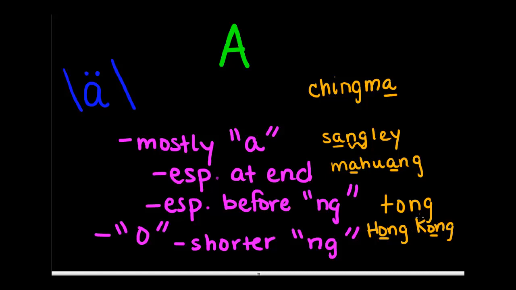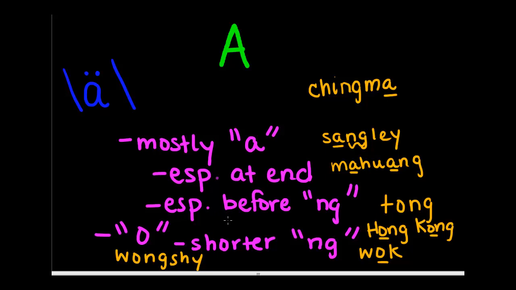So O is not as common, but if there are shorter ng words, then definitely use an O. O can be used in other examples, such as wok, W-O-K. You've probably heard of this. It's a cooking utensil, like a frying pan. Also, Wongshi, W-O-N-G-S-H-Y. This is a kind of tree. So O is used in other instances, so it's kind of 50-50 with A and O.